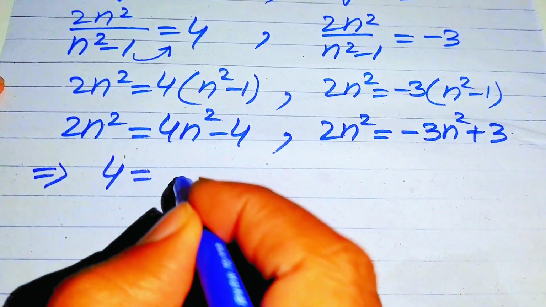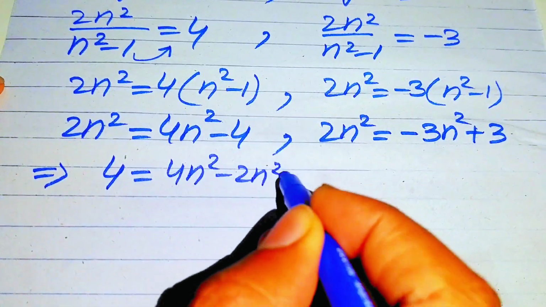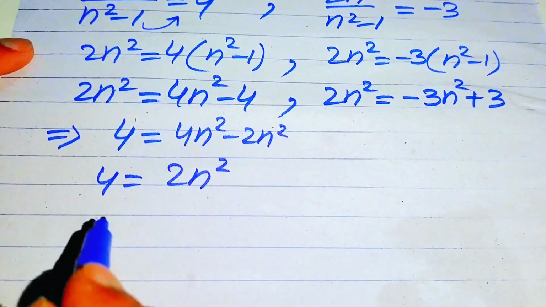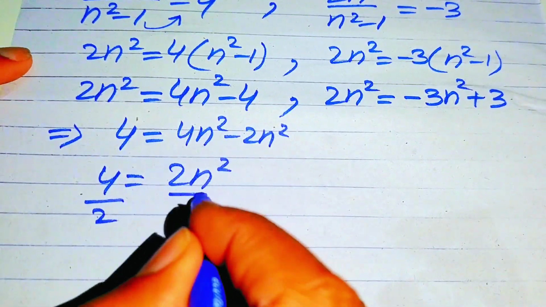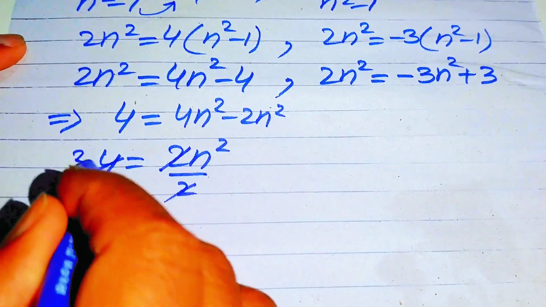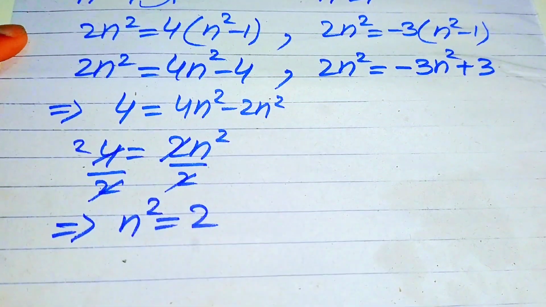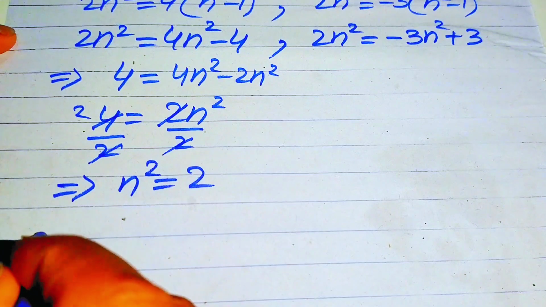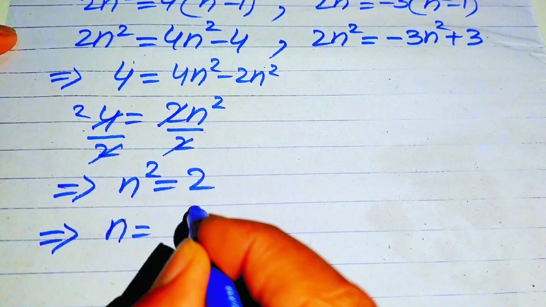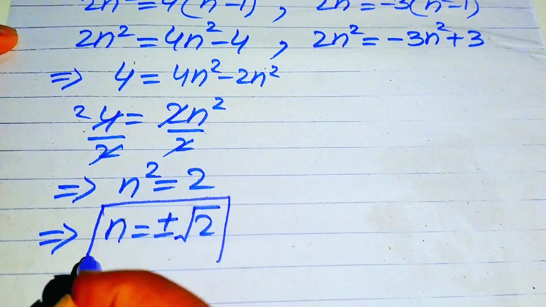Now we move the 2n² to the right-hand side and the minus 4 to the left-hand side, and it becomes 4 equals 4n² minus 2n², so we get 4 equals 2n². We divide both sides by 2, and this 2 cancels, and 2 twos are 4, so we get n² equals 2. Now we take the square root on both sides, and we get n equals plus or minus square root of 2.